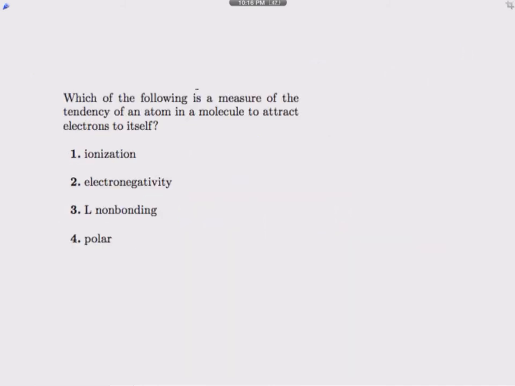Which of the following measures the tendency of an atom to attract electrons to itself? Okay, so we have different measurements of how atoms interact with electrons. Ionization energy is how strongly an atom holds onto its own electrons. The higher the energy, the harder it is to get electrons away. The measure of how strongly an atom pulls on other atoms' electrons in a bond is electronegativity. And then these last 2 choices are just not anything we've talked about yet.